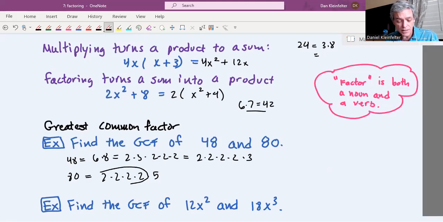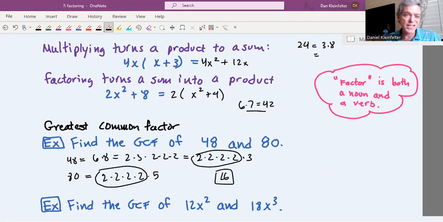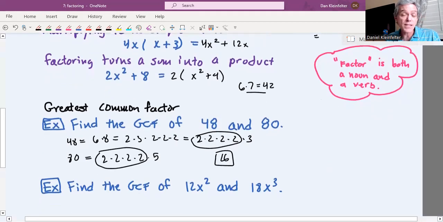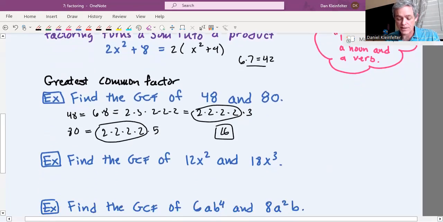I thought it was 8 a minute ago, but no, it looks like it is 16. They have 4 factors of 2 in common. It's 16. I forgot the 16 divides into 48. 16 is actually the greatest common factor.